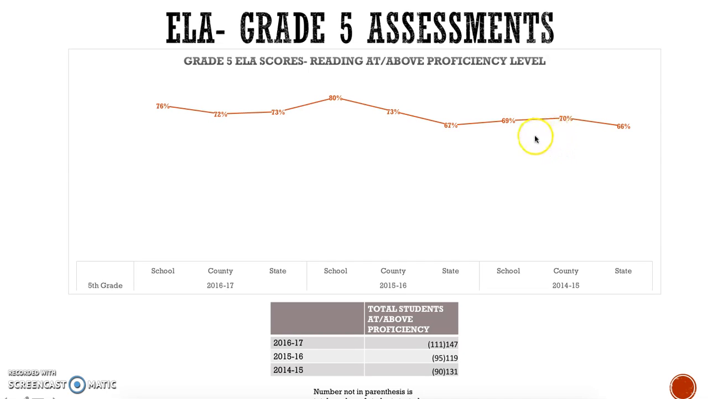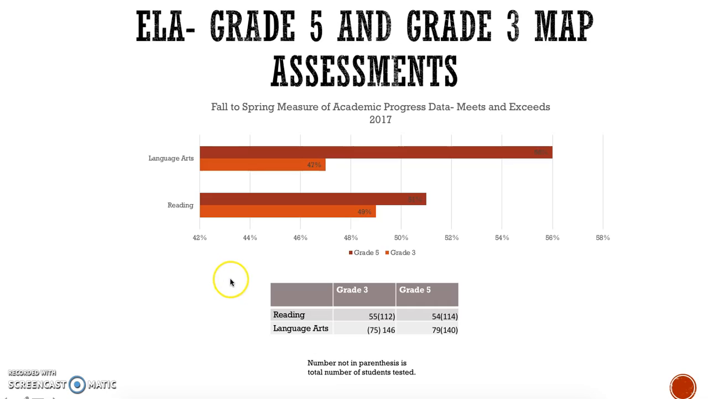Again, here's a more detailed look at the scores, ranging from 69, dipping up to 80, increasing, and then going back down to 76%. So we have seen some growth in the grade 5 ELA assessments. As we look at school-wide assessments, we look at the ELA reading and language arts scores for 3rd grade and 5th grade for our math scores.